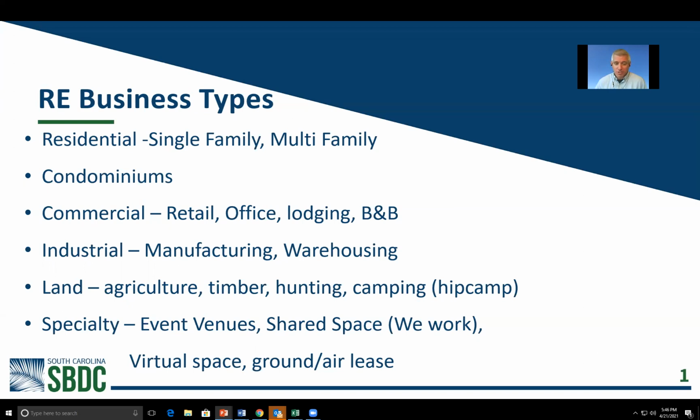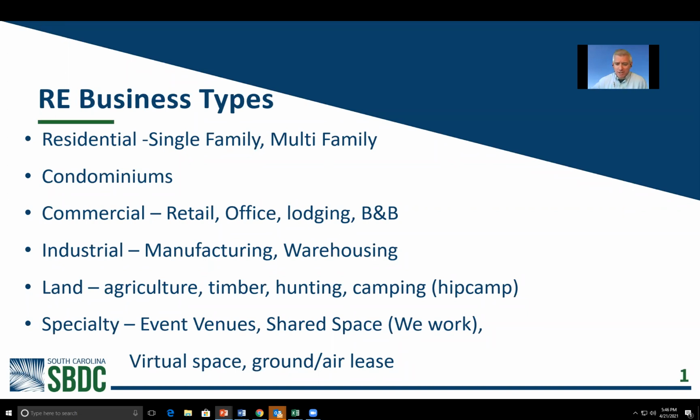And then there are other specialty types of real estate. I call them event venues, shared workspace. Y'all may have heard of WeWork. That's a commercial type of office leasing, but I'd say shared space comes with more features, like technical assistance or access to other business services. Just think WeWork. Y'all can look that up. There's virtual space. And when I say virtual space, some people need an address, but that's all they need. So you can have a shared space where people can have a mailbox and it's a virtual office.